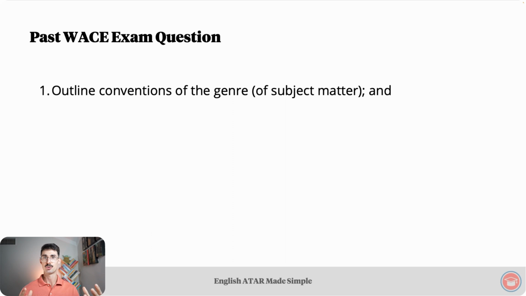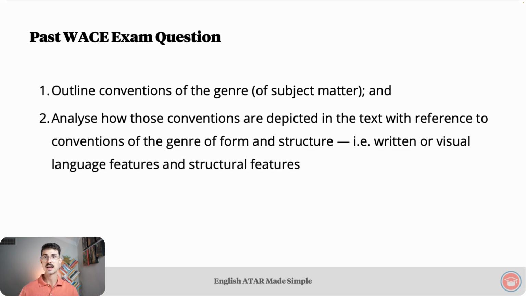We looked at two approaches in relation to the Matrix scene. And we learned that approach number 2 is the one we want to use. Approach number 2 involves outlining the conventions of the genre of subject matter and then analyzing how those conventions are depicted in the text with reference to the conventions of the genre of form and structure. And those conventions are written or language features and structural features.